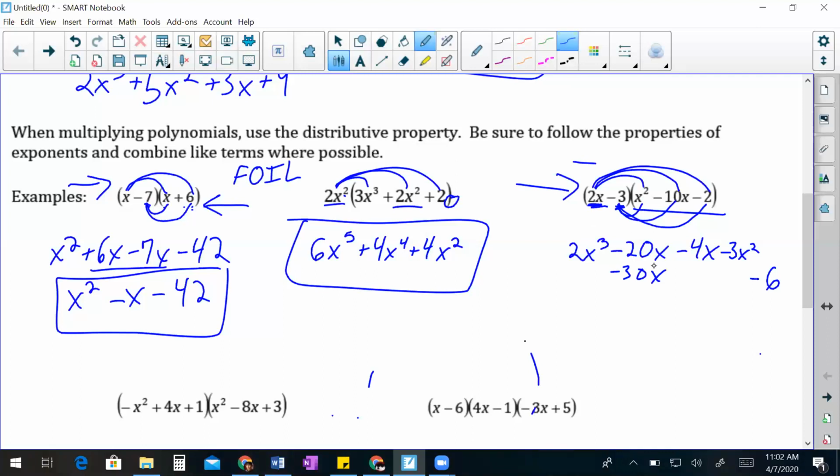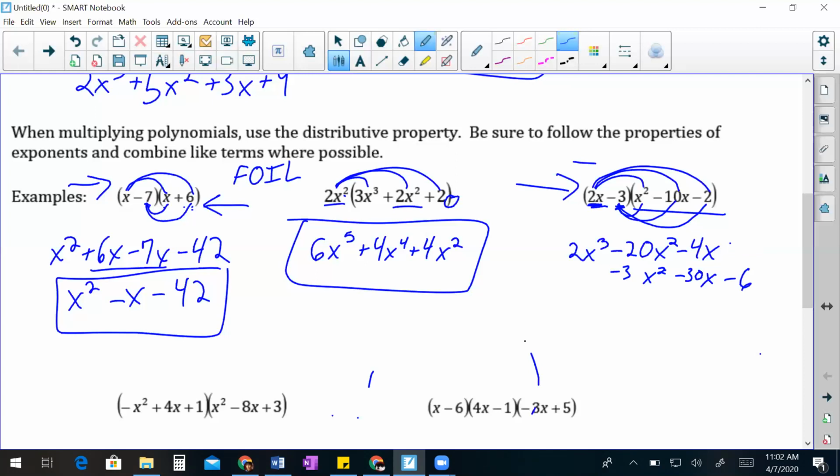Hang on, I just realized I did this one wrong. One moment, because 2x times negative 10x should be negative 20x squared. So this needs to be written over here. So minus 30x, and I move my 3x squared over here. Even I make mistakes sometimes. It happens. Be very careful. Watch your rules.